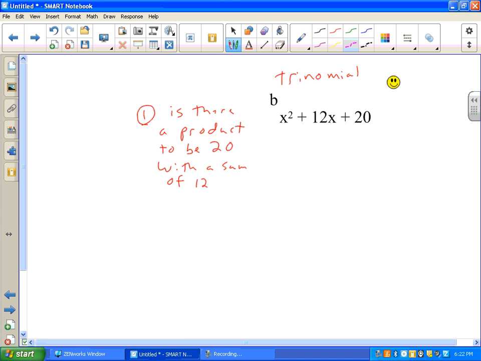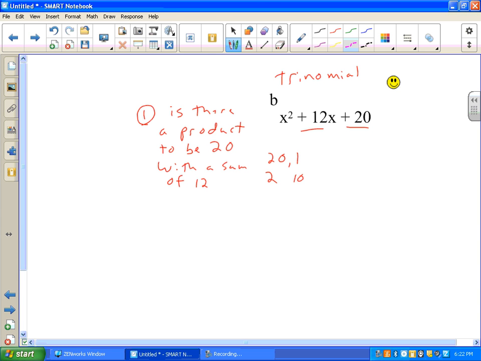Remember, factoring is breaking it into its product parts, so it's the opposite of distribution here in all the cases. So is there a number that multiplies two numbers that multiply to be 20 and add up to be 12? Well, you can list all the pairs of numbers that multiply to be positive 20 and add up to be positive 12.